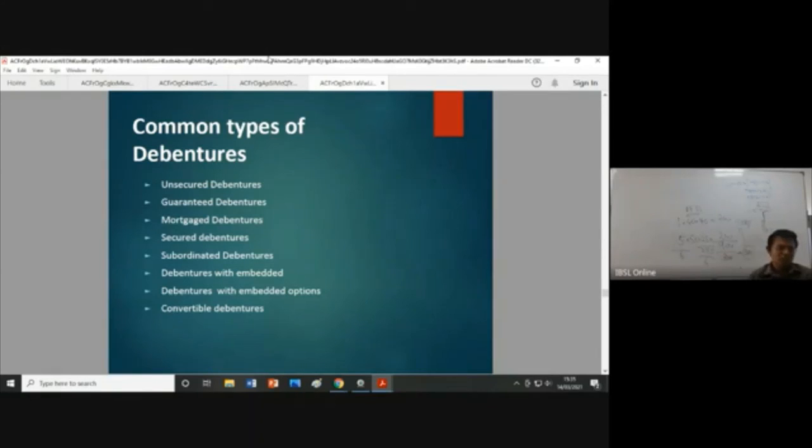So to avoid this, underwriters are not available at the moment for a new debenture issue. We have not seen underwriters. Subordinate debentures, it's subordinated only to the capital. Subordinated only to the capital.